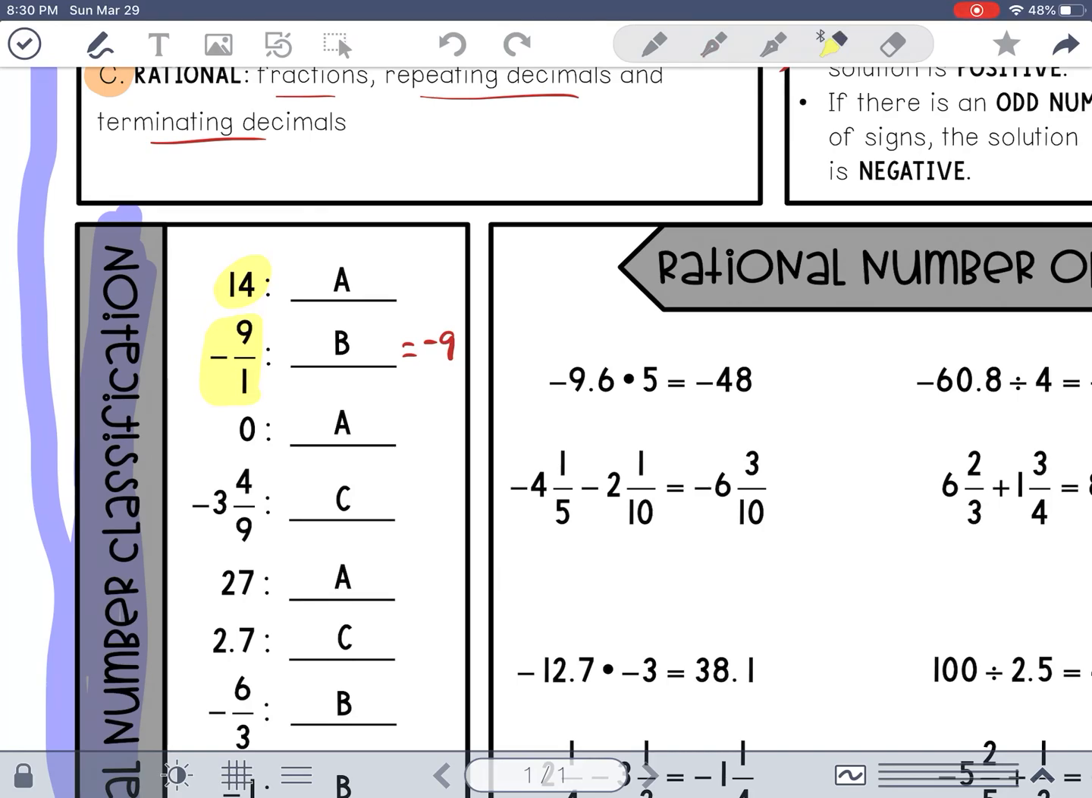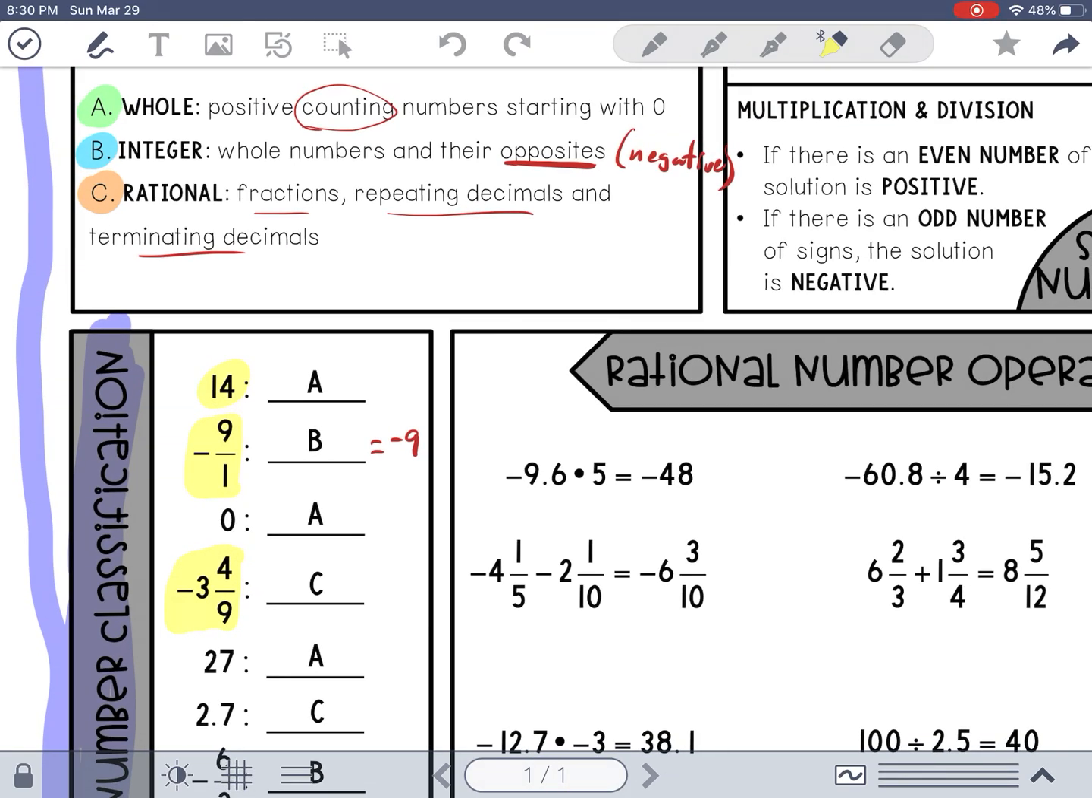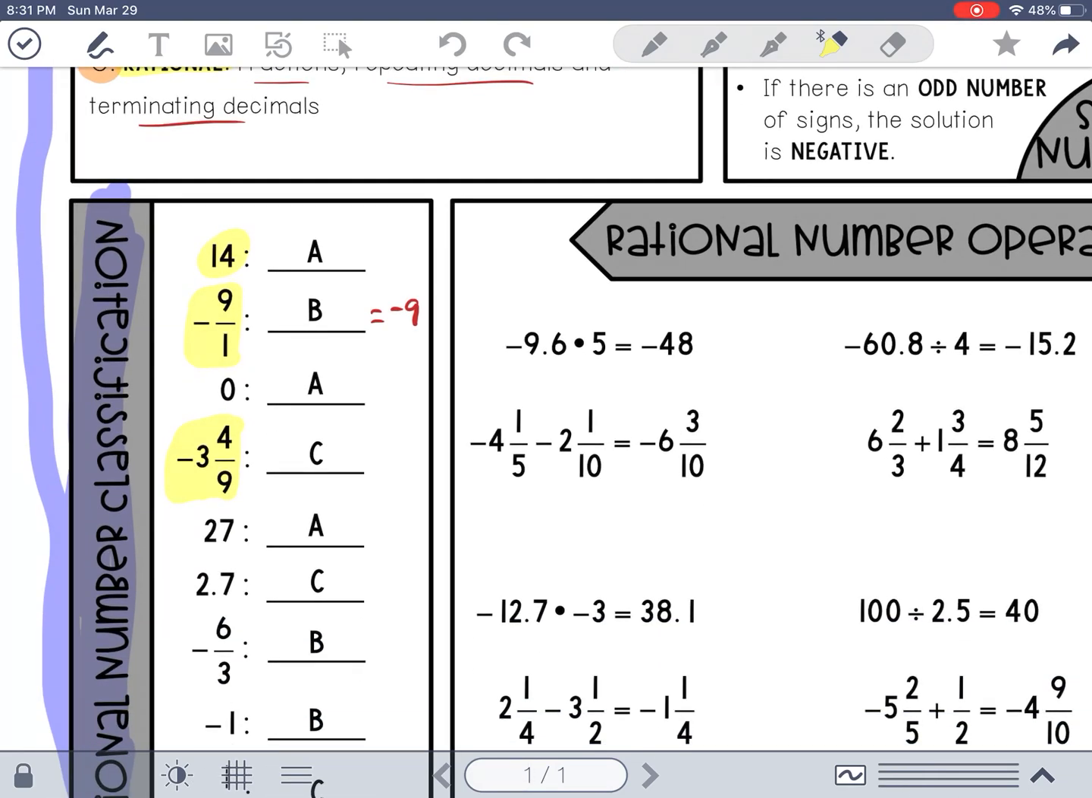If you look at the fourth one down, -3 and 4/9. Just because it's negative does not mean that it is an integer. Look at it first and see that it is a fraction. Where do fractions go? Fractions go into the rational set. Then you'll see some decimals down there and those things.